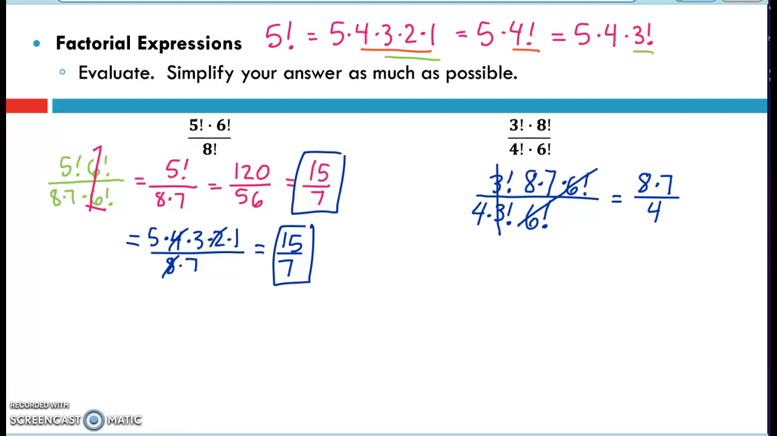Now we could go ahead and multiply that out and then reduce. Or I can see, hey, 8 divided by 4, that's actually going to give me 2 on the numerator. So this is 2 times 7, which is 14. So that's factorial expressions.